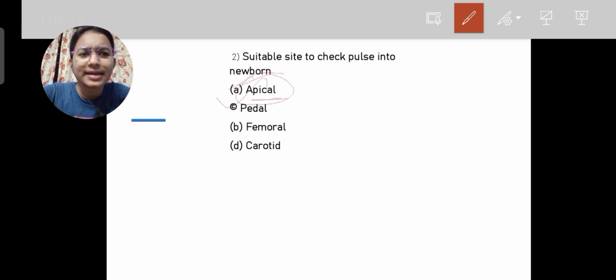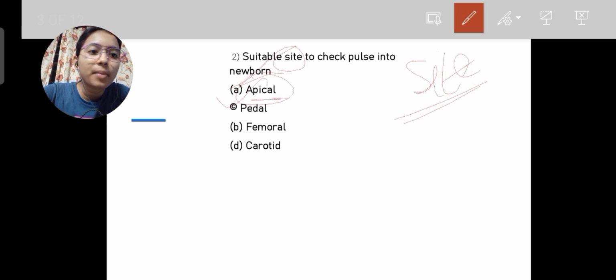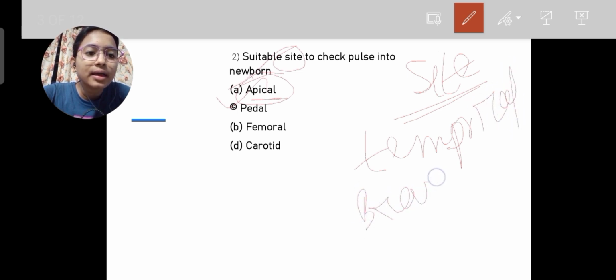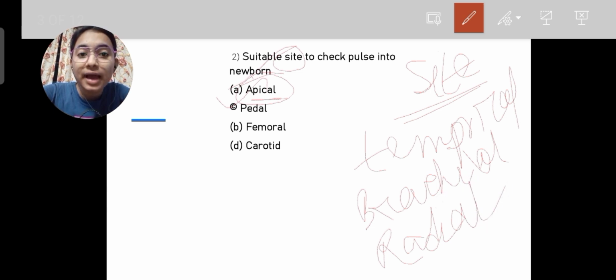So what are the sites for checking the pulse in a normal adult? First, the temporal. Then the brachial artery, so we will check in the brachial artery. Then the radial artery, we will check the pulse. Then the popliteal pulse, that is behind the knee, dorsalis pedis, and posterior tibialis. These all are the sites for checking the pulse.